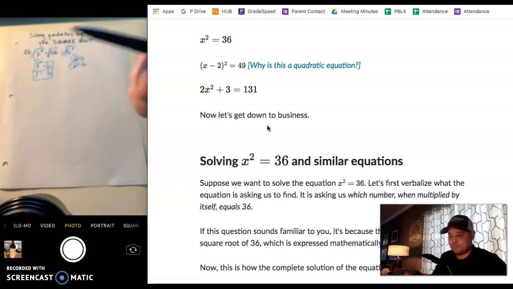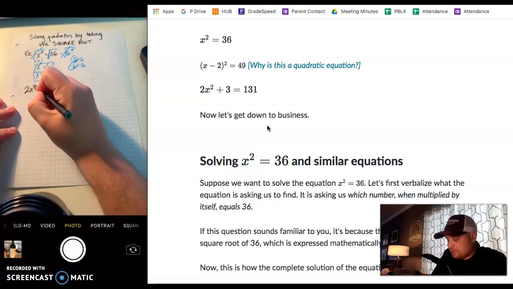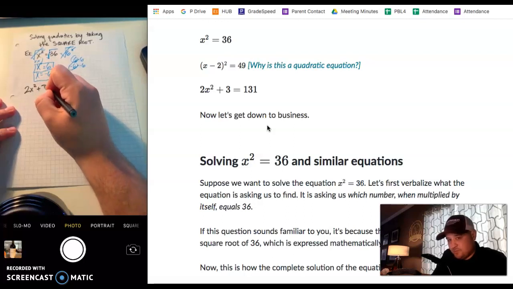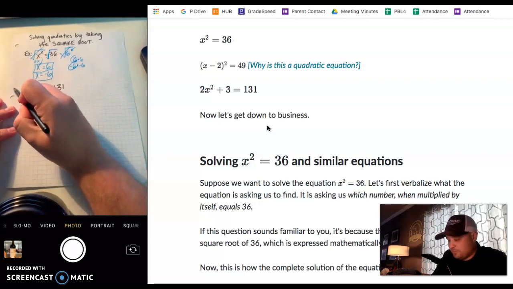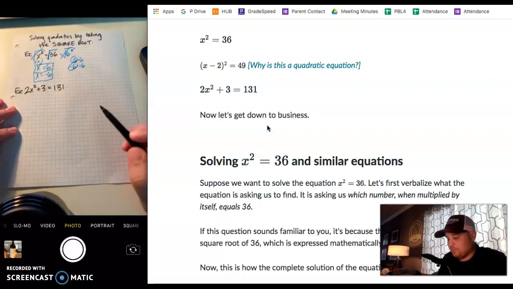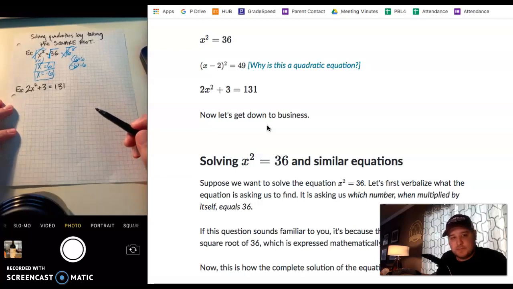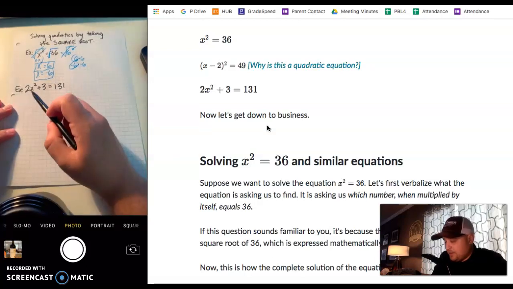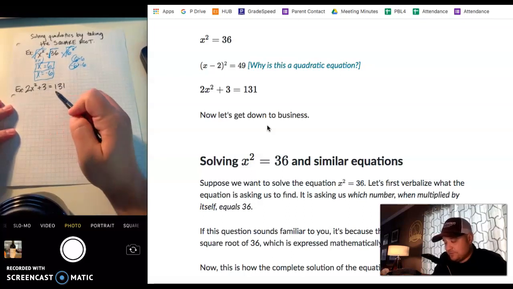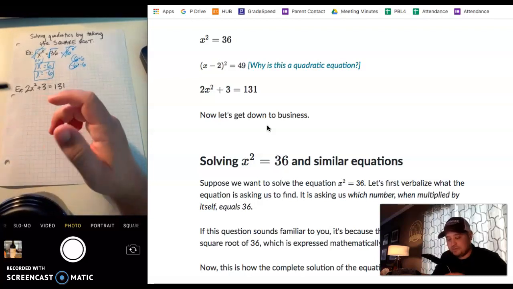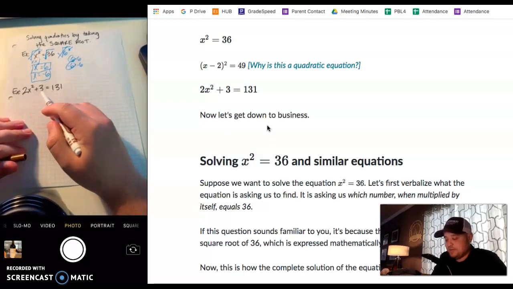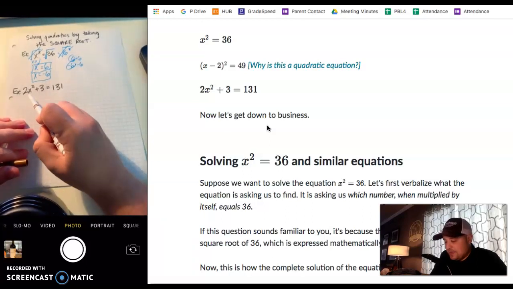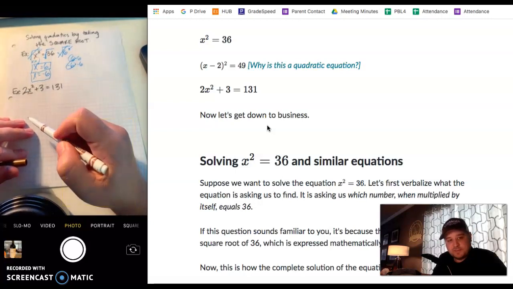So the next example that we'll do is 2x squared plus 3 equals 131. Okay. All right. So to solve this question, again, if we were to do this the same way that we were doing it last week, we would make this a 0. We would get rid of the 131. But this time, because I notice that there's no term here that's just an x, I know that I can get this x squared by itself and then take the square root.